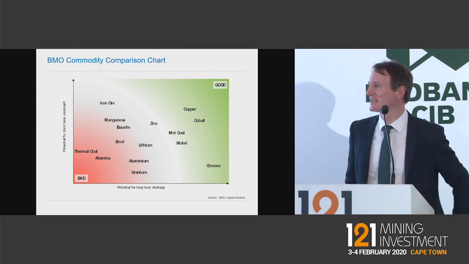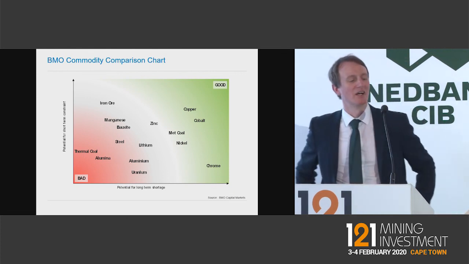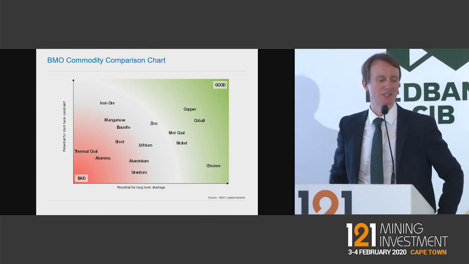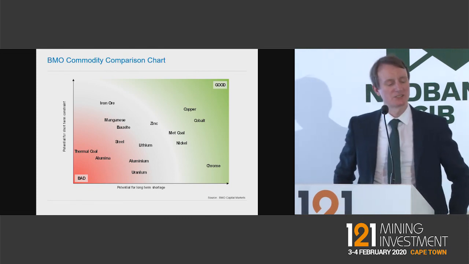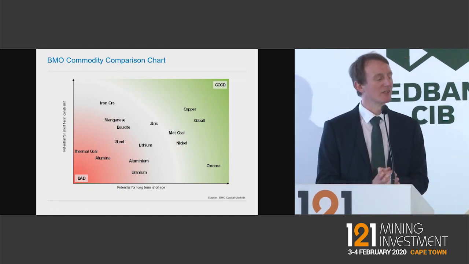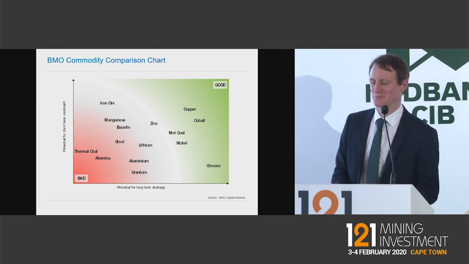It's like any analyst likes to put everything on one chart. To explain it, the y-axis is potential for short-term constraint, i.e. supply risk. The x-axis is potential for longer-term shortage. I'll leave that there, and I'll open up to any questions. Thank you very much.